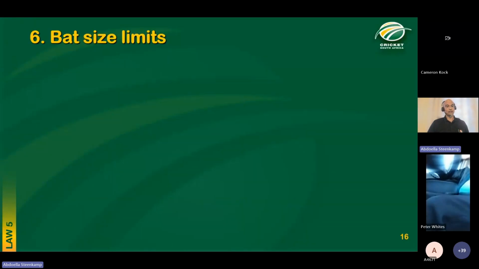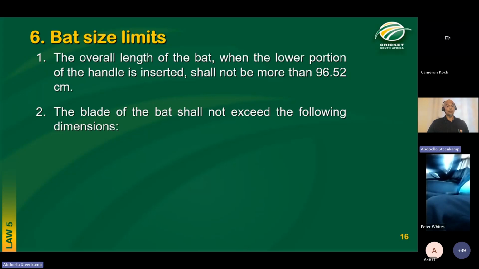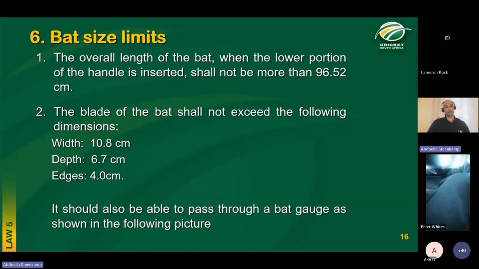When it comes to the bat and the bat size limits, for the overall length of the bat, the law guides us: not more than 96.52 centimeters. Yes, it can be less, but it cannot be more. When it comes to the blade, there are specific measurements for the dimensions: in terms of the width, 10.8 centimeters; the depth, 6.7 centimeters; and lastly, the edges, 4 centimeters.